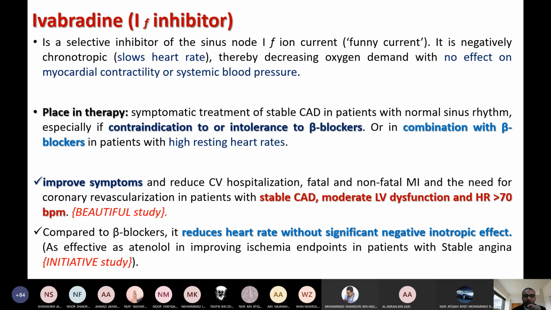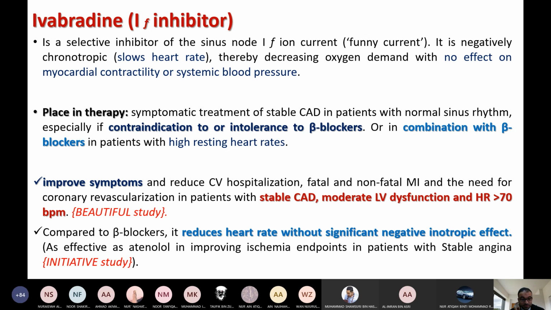Ivabradine, I believe you received some information about ivabradine in heart failure, of course. May I ask what you know about ivabradine from heart failure? When is it indicated? It is so weird for a lecturer to ask about some other lecture topic, right? But it is related. Ivabradine, what do you know about ivabradine, brother and sister?